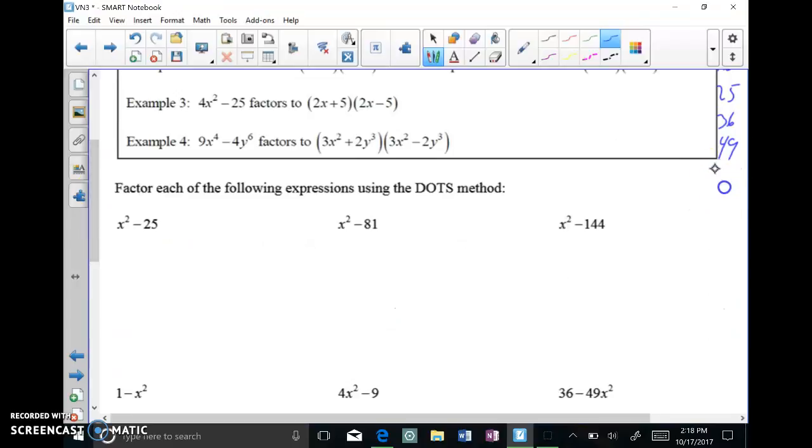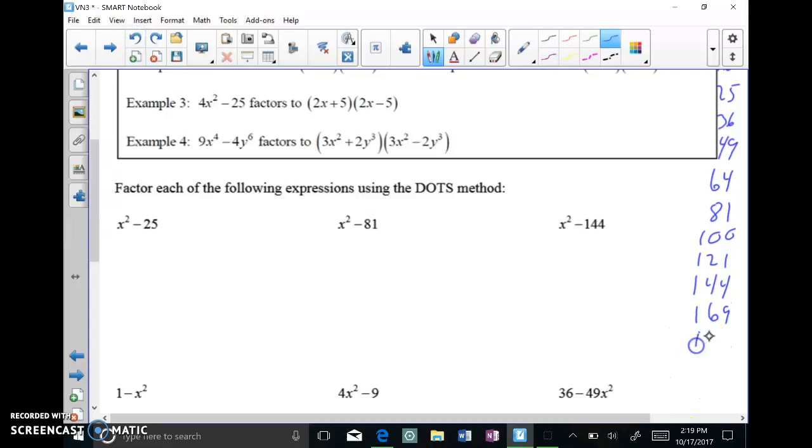Hold on, I skipped one there. 7 squared is 49. 8 squared is 64. 9 squared is 81. 10 squared is 100. 11 squared is 121. 12 squared is 144. 13 squared is 169. 14 squared is 196. And then 15 squared is 225. I'll be honest with you, I'm not great with those last three. I'm pretty sure that those are correct.